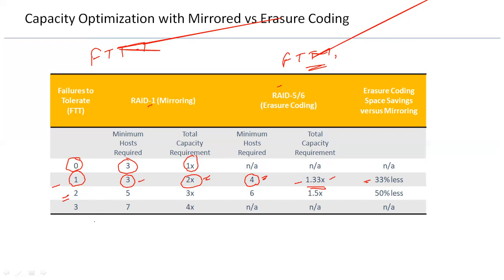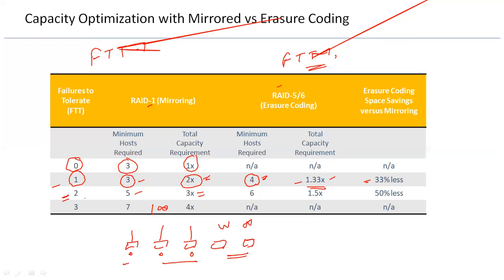with FTT2 and RAID 1, we need a bare minimum of 5 nodes. What it means is 5 nodes: 1, 2, 3, 4, 5. Because it's maintaining FTT2, 2 failures to tolerate, data and witness, the total space consumption will go 3 times. If we are writing 100 GB of data, one copy will be written here, another copy there, so there will be 2 mirror copies of the original data, and 2 witness components will get created, where the bare minimum host requirement is 5.